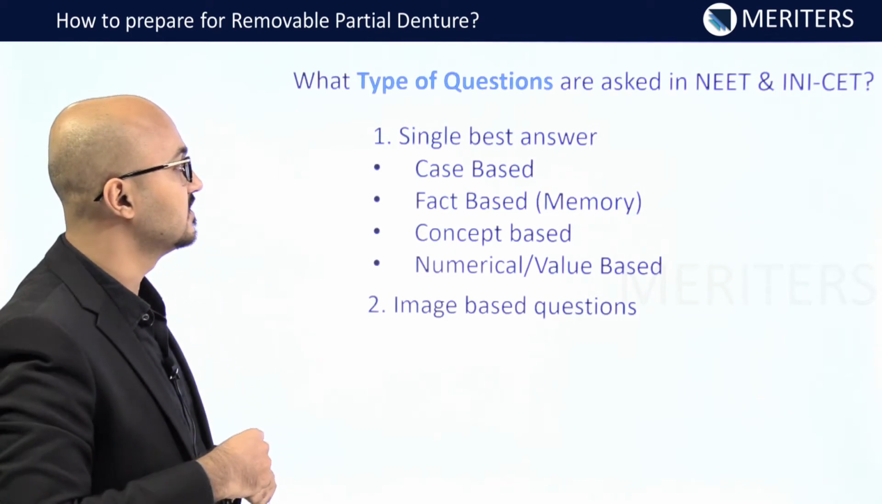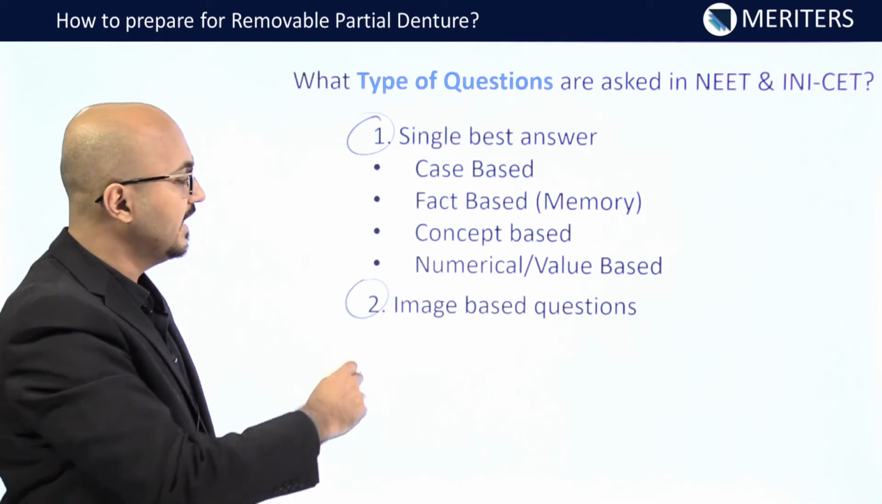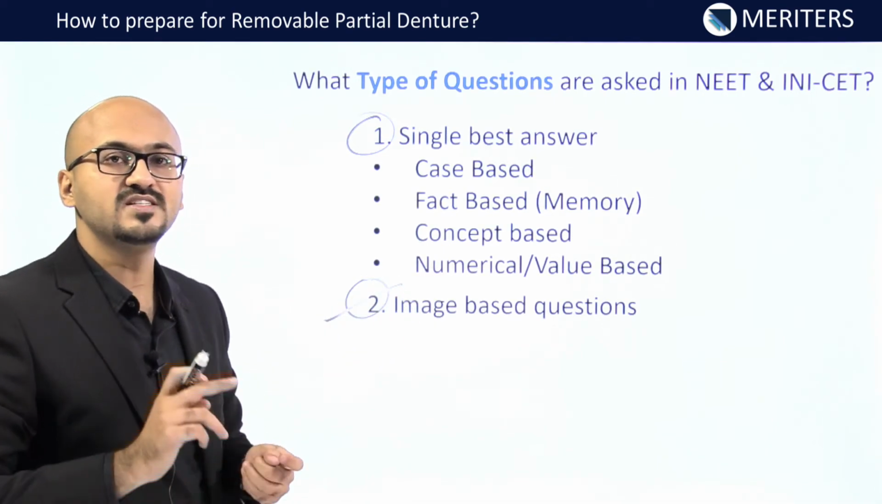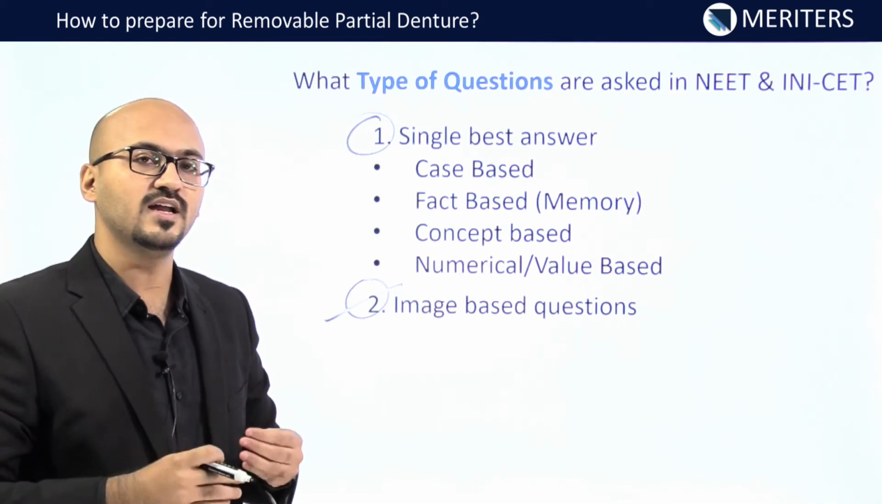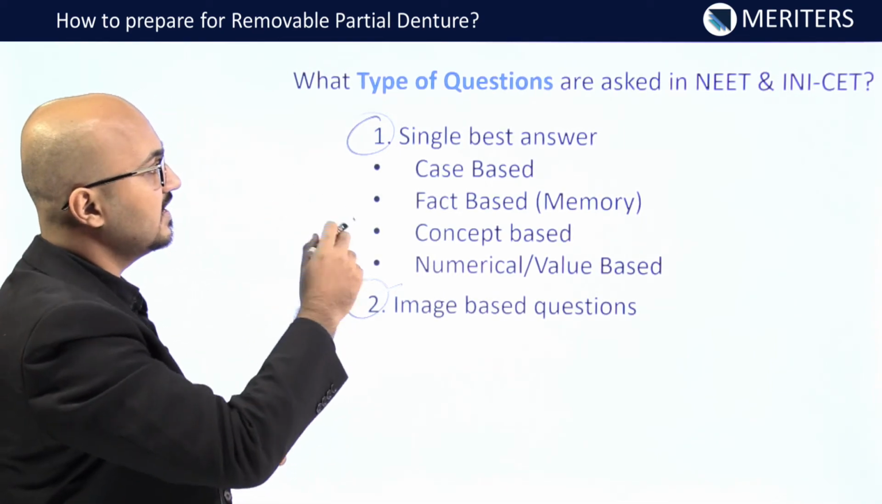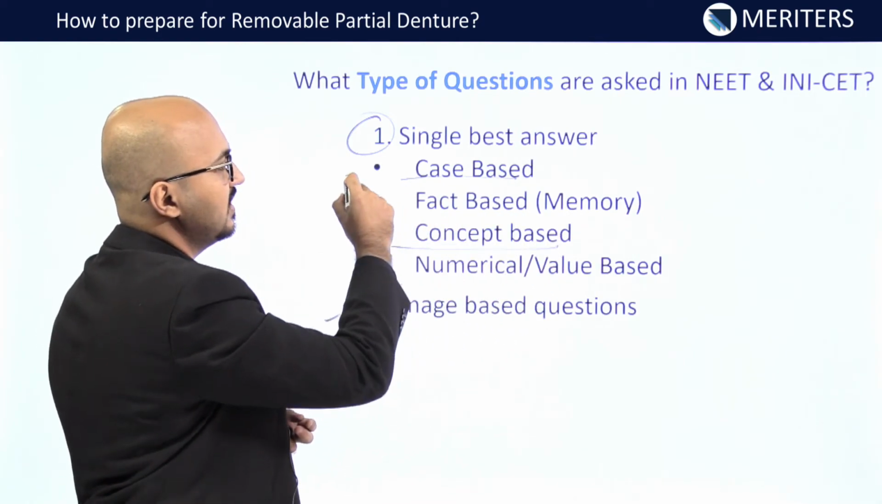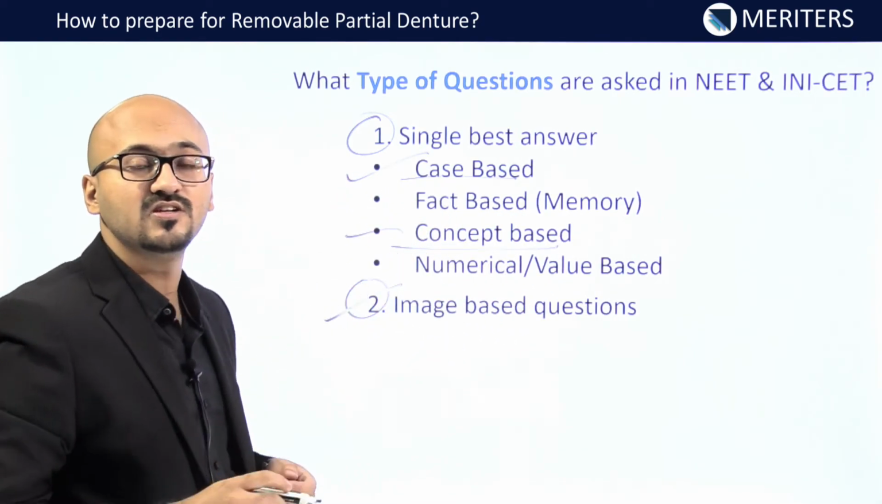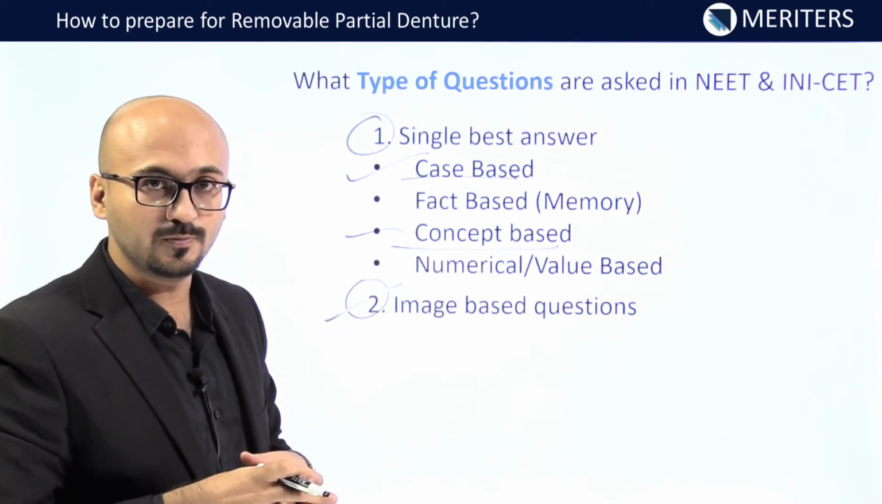Then what are the types of questions that you can expect from the topic, that is cast partial dentures? Single best answer questions and image based questions. Like I told you, for image based questions you can always refer to McCracken at the first go and then Stewart, followed by Rangarajan and Nallaswamy. For single best answer questions, case based questions and concept based questions are very important in cast partial denture, because that's where your designing philosophy, the logic of application comes into the picture.